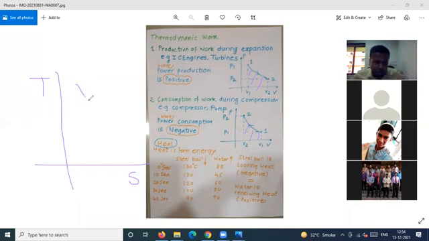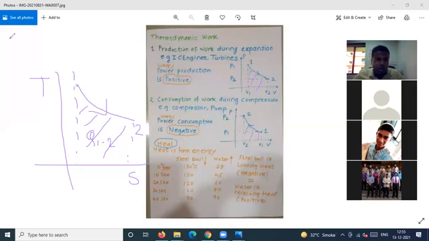So let me plot the same process on a TS diagram. This is the initial point 1, and this is point number 2, and this is the process. I will move from point 1 to point 2. Now see the area below 1-2. The area below 1-2 will give you the value of heat transfer during 1-2, because you have plotted on a TS.